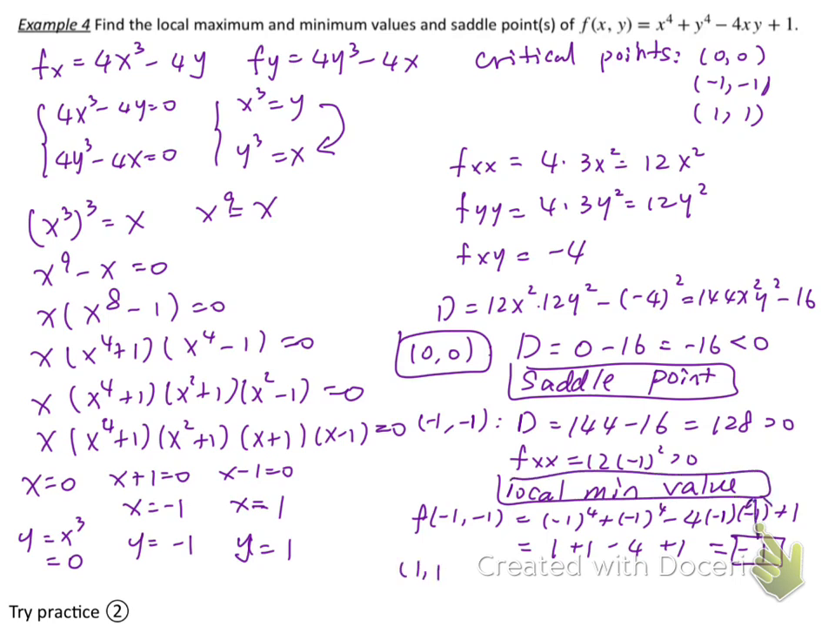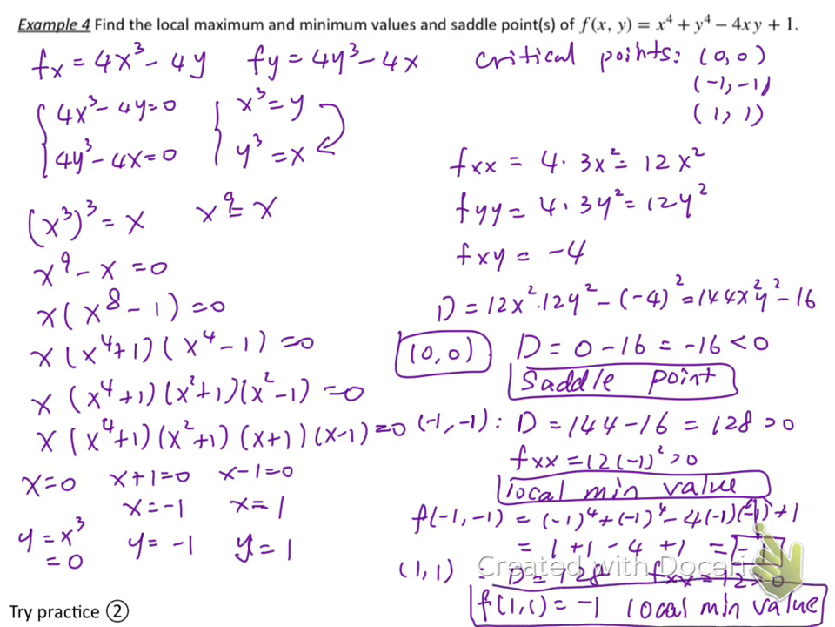And finally, you have 1, 1, where d will again be 128, and fxx is again 12 because you are squaring them, right? So your f of 1, 1 will, plugging in, be another negative 1, but another local, well, because this is greater than 0, minimum value. So we got one saddle point and 2 local minimum values, but no local maximum value. Okay, now you can pause the video and try practice number 2.